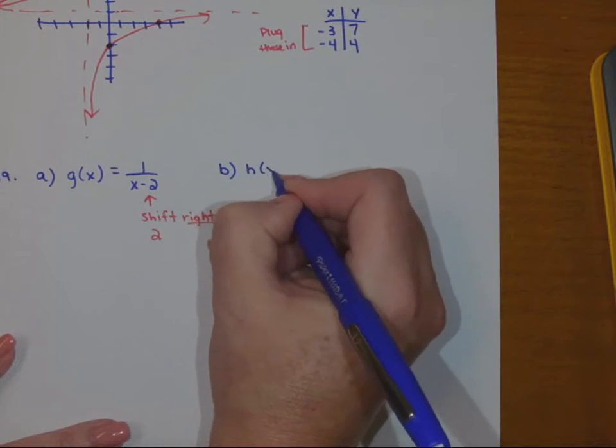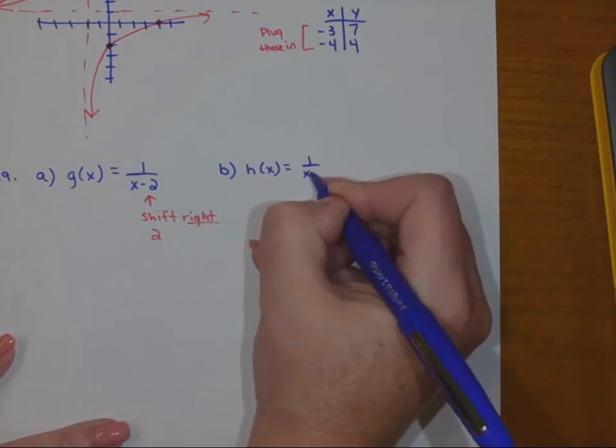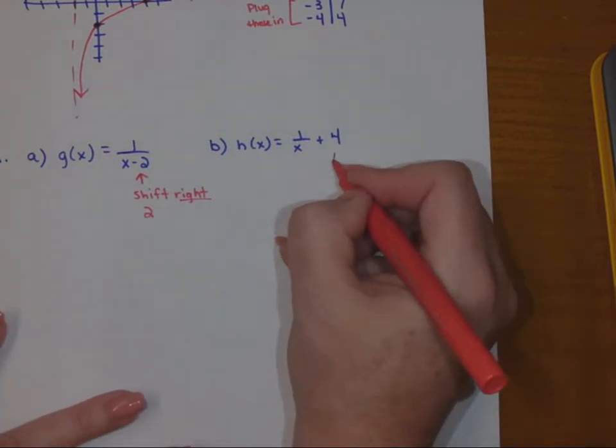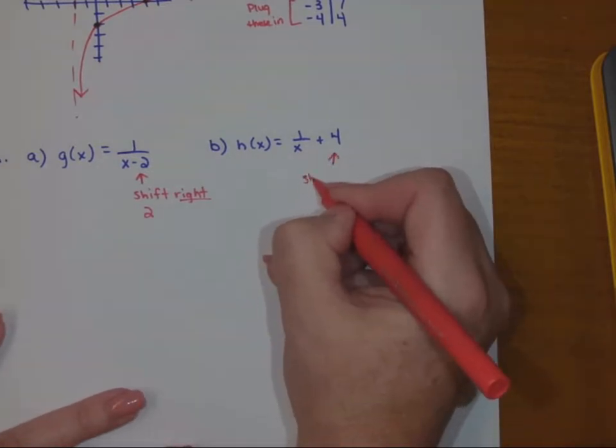For b, we've got 1 over x plus 4. So notice this time the plus 4 is at the end. So this plus 4 is going to shift it up 4.